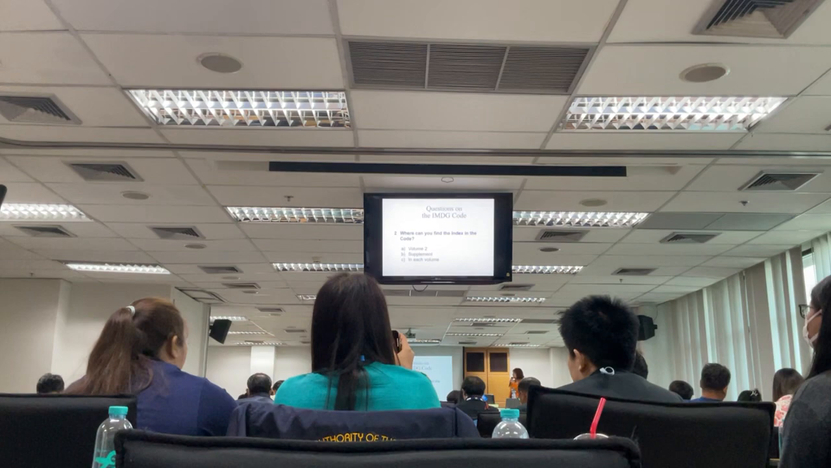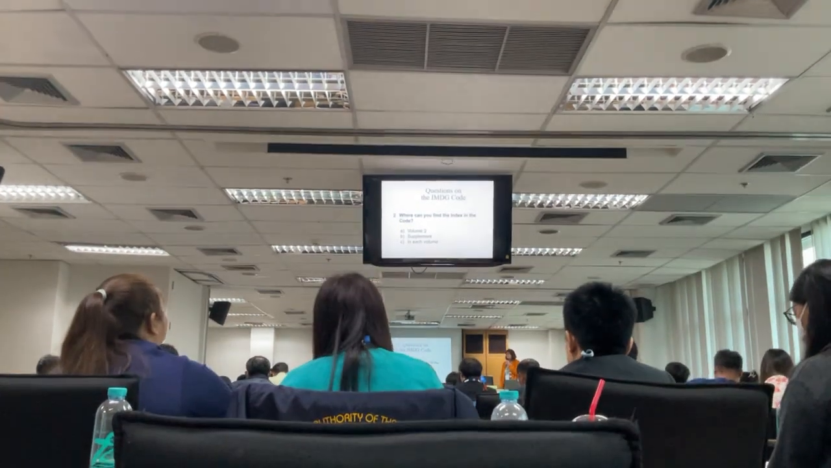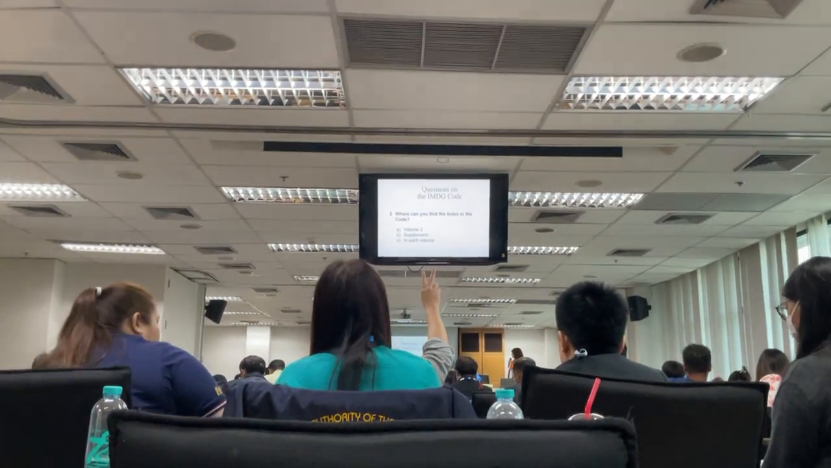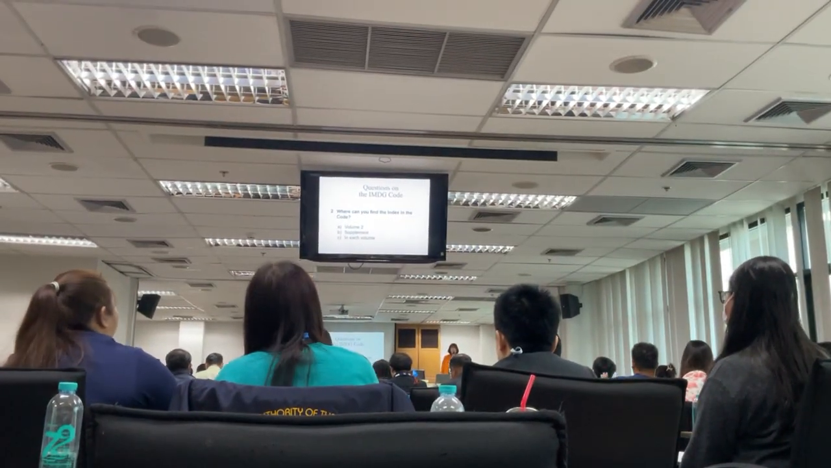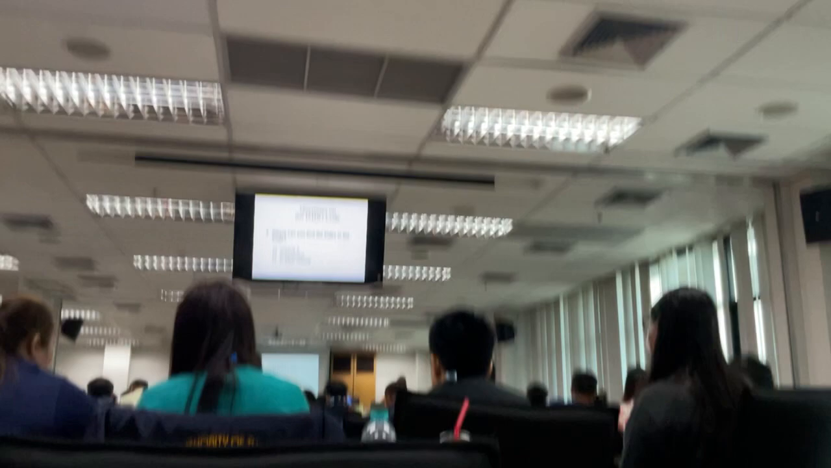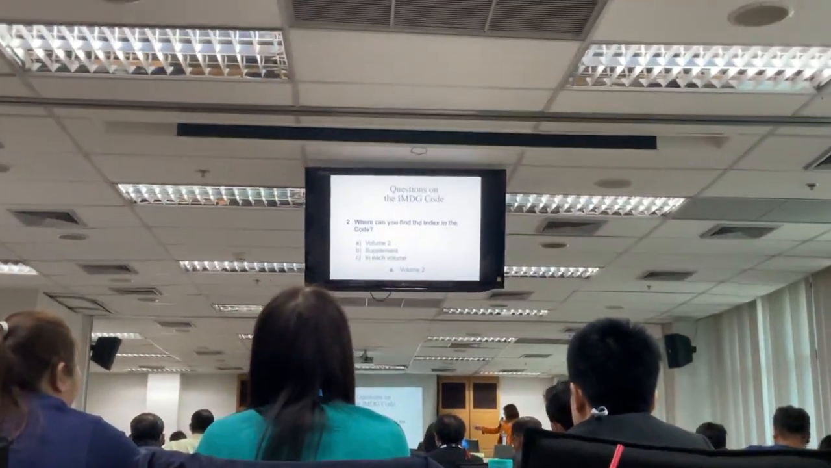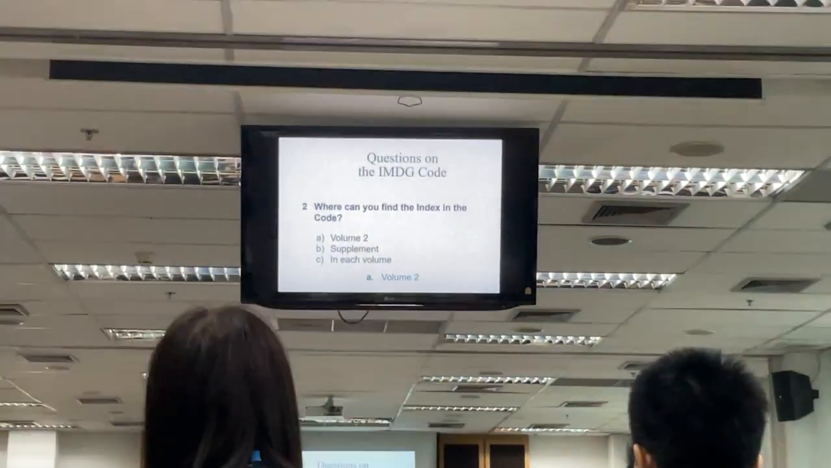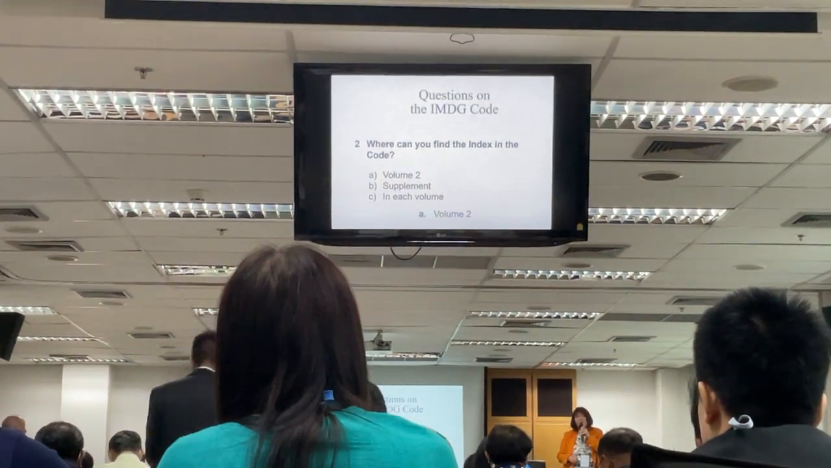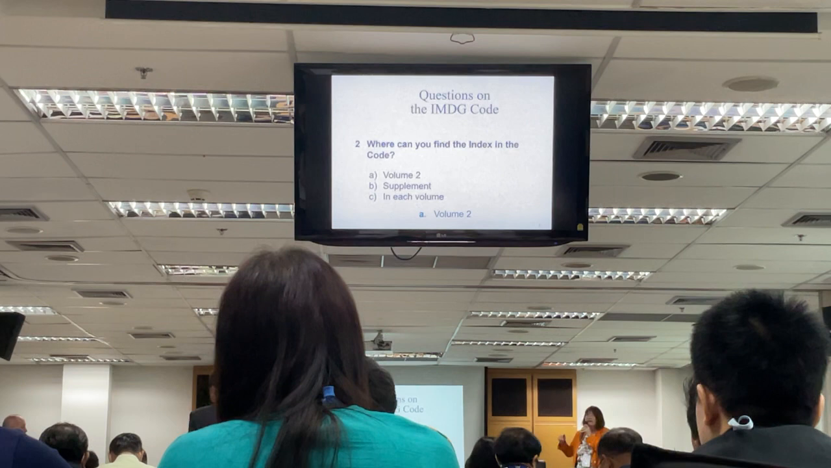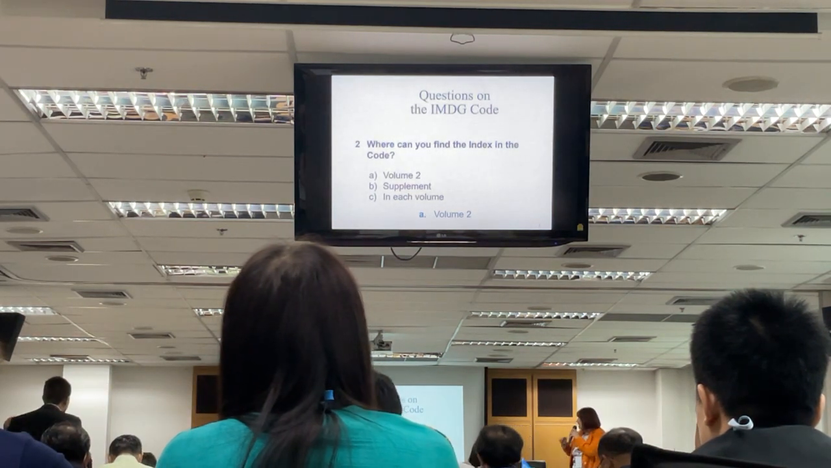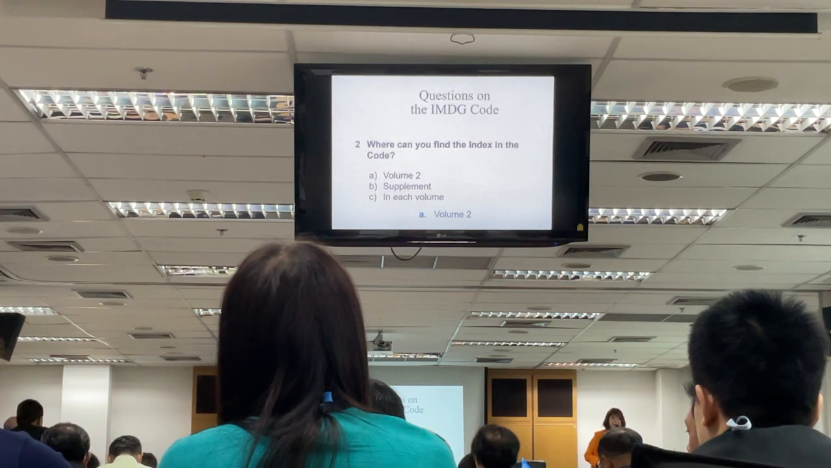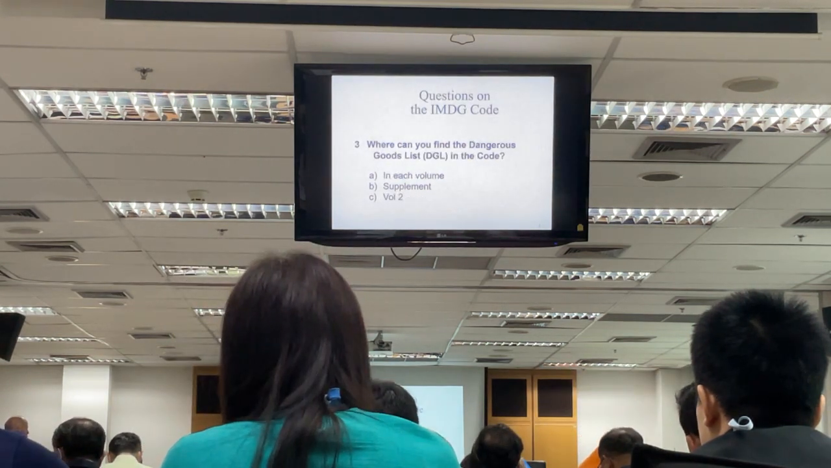Where can you find the index in the IMDG code? Yeah, the answer is correct. We can find it in volume 2, after the dangerous goods list, you know, we have annexes, Annex A, Annex B, and then finally we come to the index, alphabetical index.